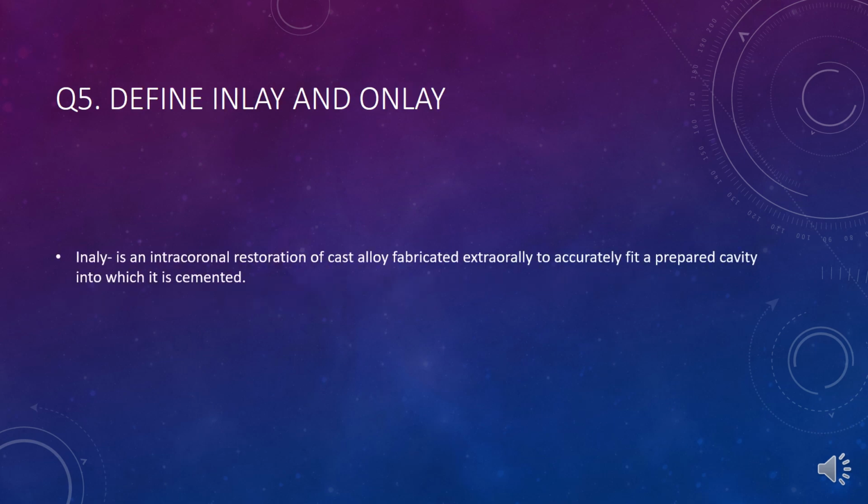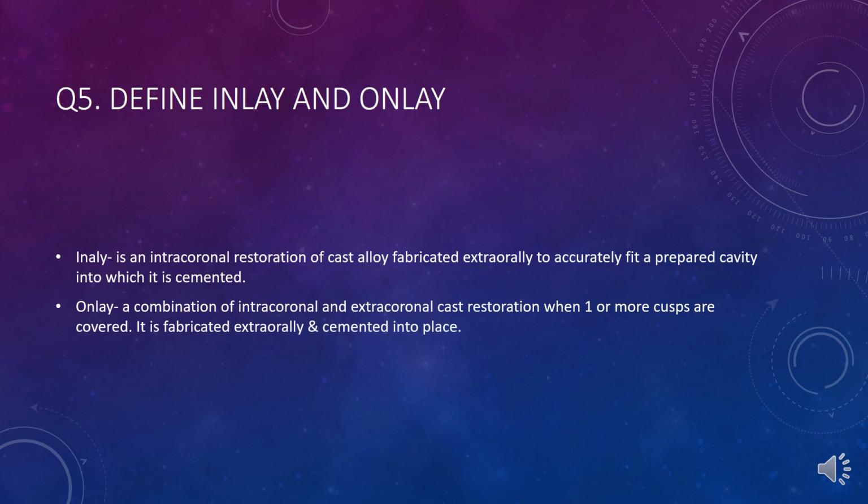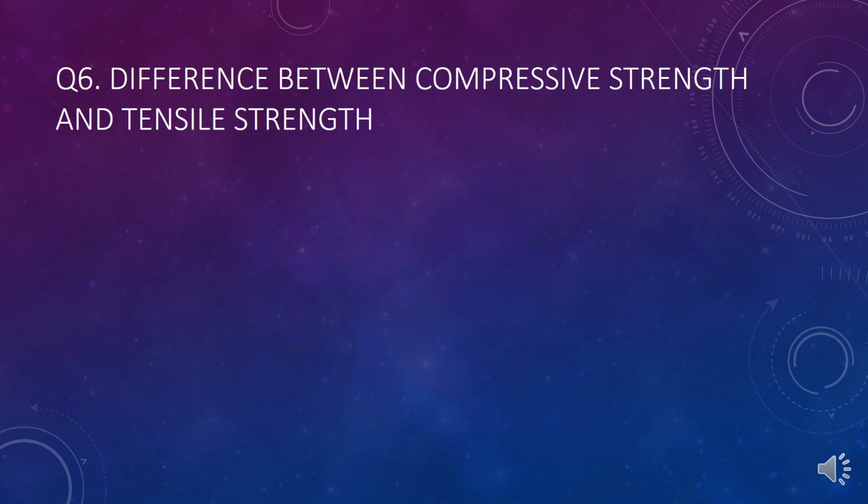Define inlay and onlay. Inlay is an intracoronal restoration of cast alloy fabricated extraorally to accurately fit a prepared cavity into which it is cemented. And onlay is a combination of intracoronal and extracoronal cast restoration when one or more cusps are covered. It is fabricated extraorally and cemented into place.